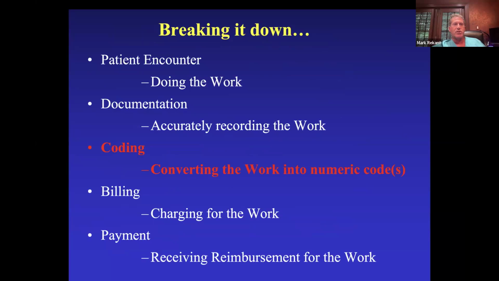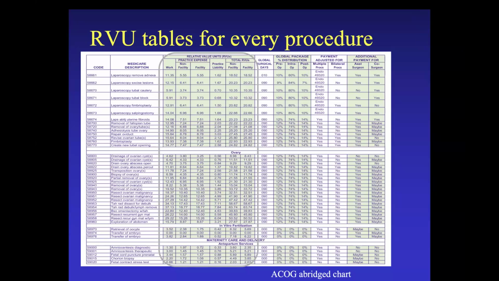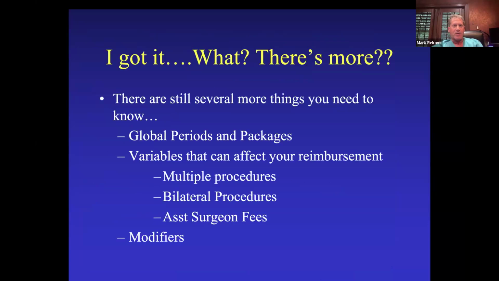Coding's really converting the work that we do with each patient into a numeric code, so someone can figure that out. We'll talk a little bit about these RVU tables, but they're there for every procedure under the sun; for every CPT, there is this list. It's a lot of information. So once this talk's over, you can get all this information from cms.gov. You go to your Medicare fee schedule lookup, which I'll show you. Other professional organizations like the Hand Association, AMA, and AOS have other tips, or you can just go to a coding workshop.